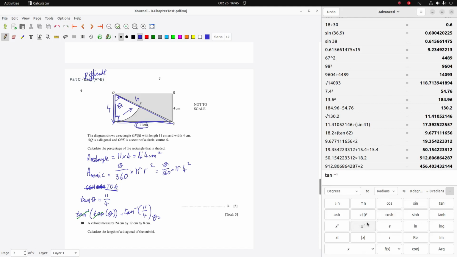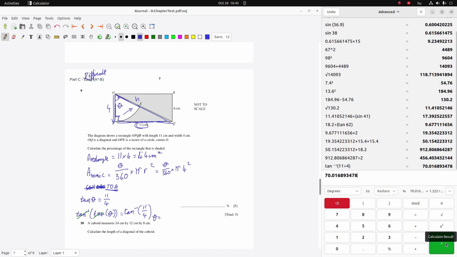tan negative 1. You should have a button on your own calculator, but I'm going to do it my way. 11 divided by 4. 70 point. Remember, we're not done yet, so we can't really round too early. 0, 1, 6, 8, 9, 3. That should be enough. Now we're gonna fill that in over there.